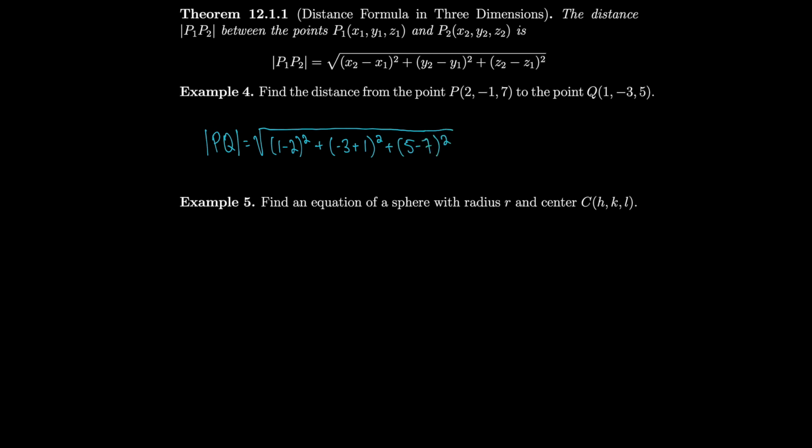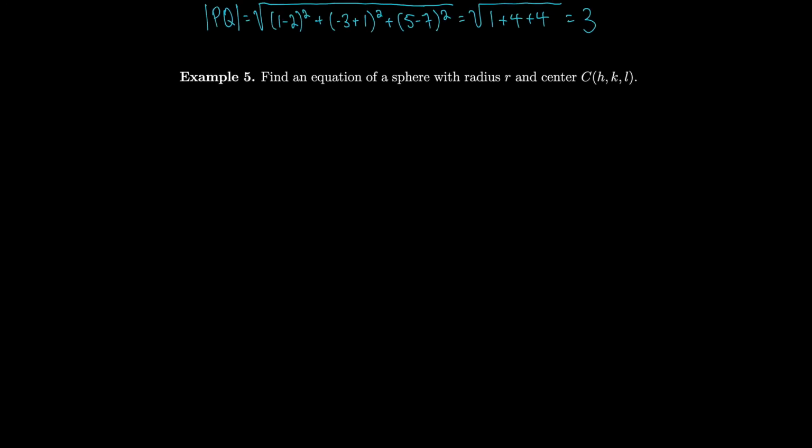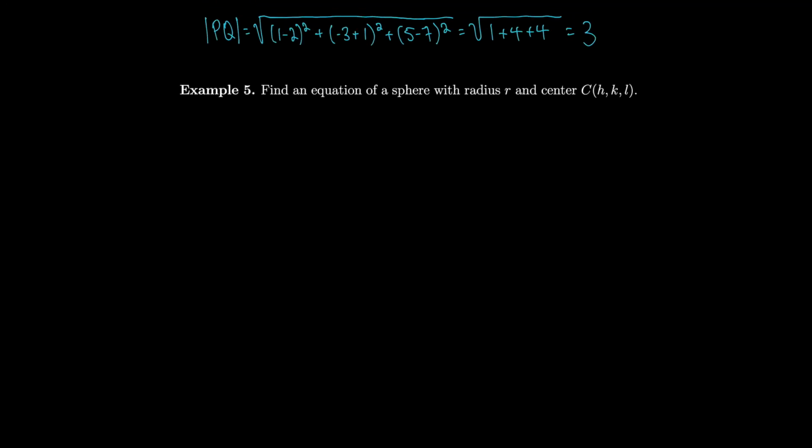So I square each of those, take the square root, that's the square root of 1 plus 4 plus 4, which is 3. Okay, how about the equation of a sphere with radius r and center (h, k, l)?